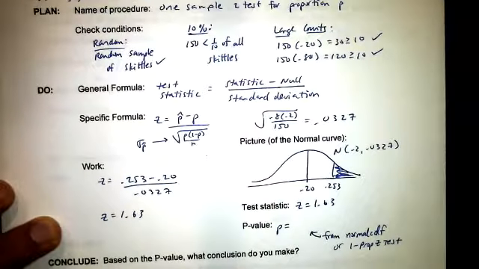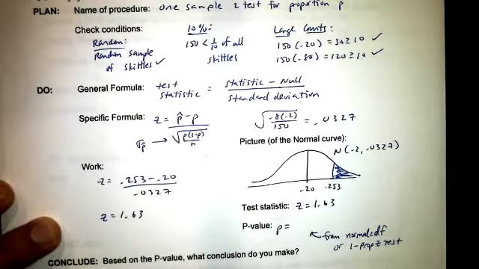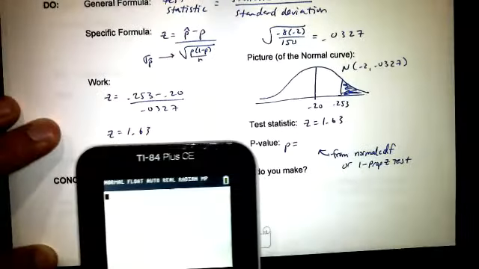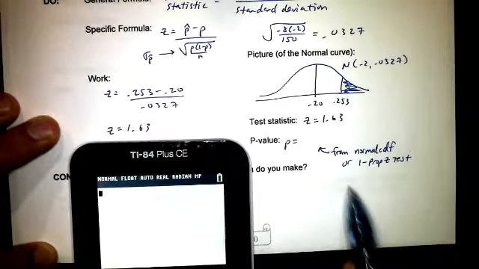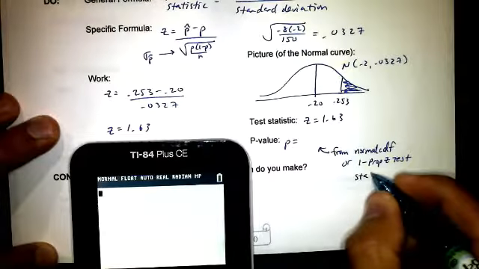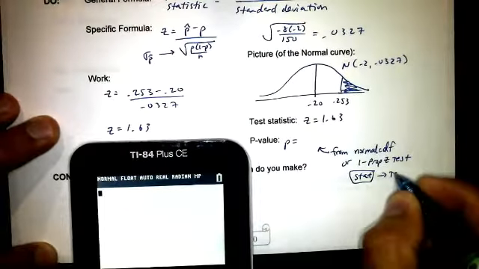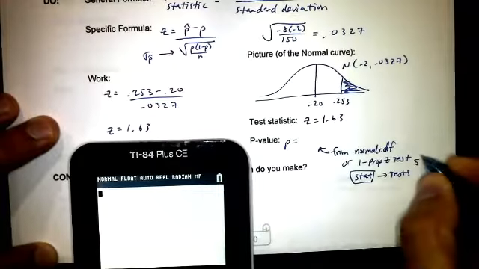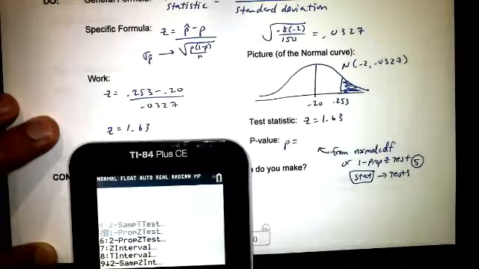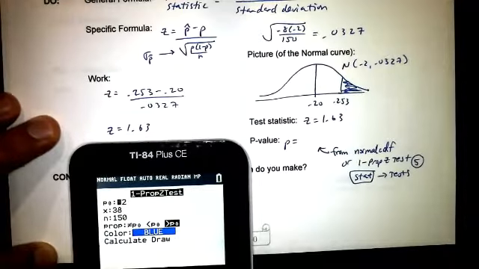When we actually run this, you can do normal CDF like we've done before, or we can do a 1 prop Z test, and that's what I'm doing right now. I'm going to hit stat, go over to test, and number 5 is my 1 prop Z test. I already have everything in here: 20%, she got 38 right out of 150, and we're going to see if she's better than 20%, or how often that would happen. And we get our Z-score there of 1.63.